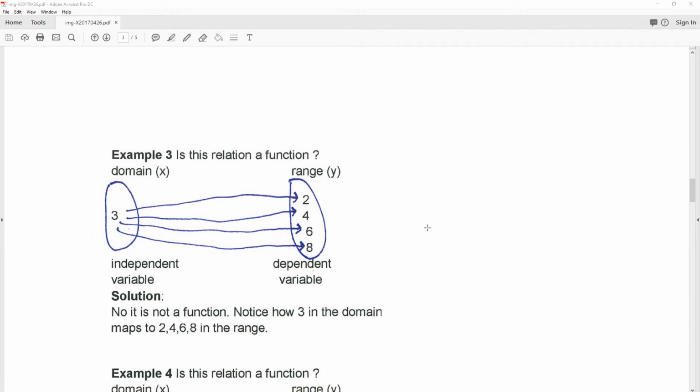Notice how 6 in the domain maps to 2 and 3 in the range. Now, is this particular relation a function? We have our domain and we have our range. In this particular case, no, it is not a function. Notice how the same input maps to several different outputs in the range. So it is not a function.